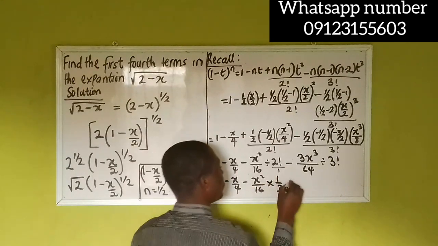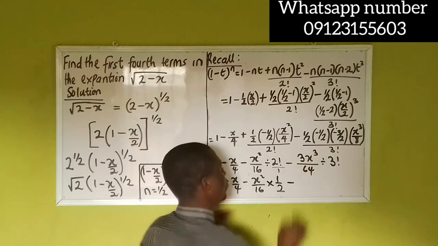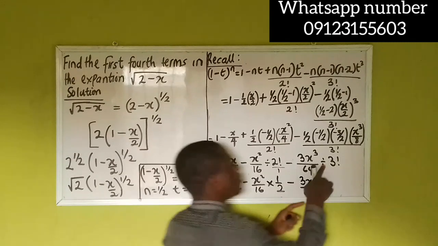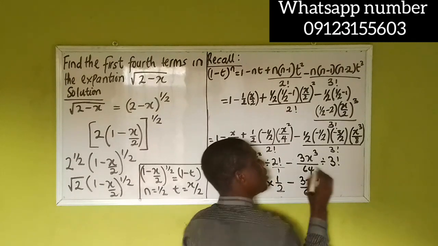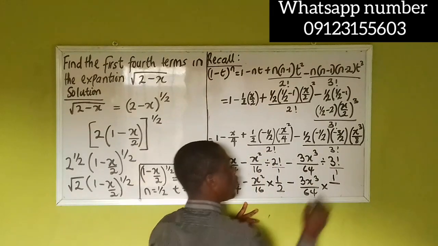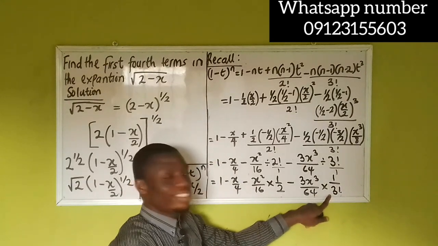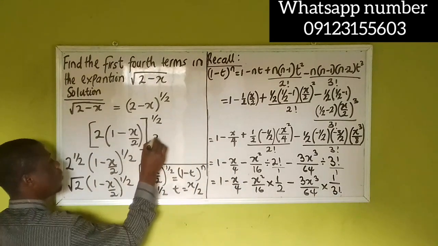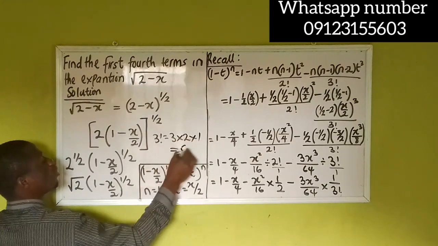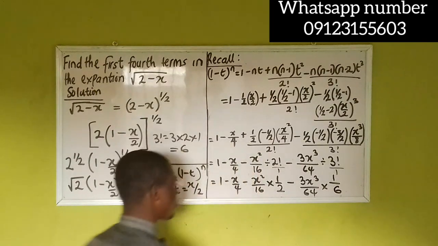Now this is a minus sign. Minus 3x cubed over 64. Now division comes to times. Note that there's an invisible one here. I will invert, that becomes 1 over 3 factorial. But 3 factorial is what? 6. From the idea of factorial, 3 factorial is simply 3 times 2 times 1, which is 6. So therefore, I'll put 6 here as my value.